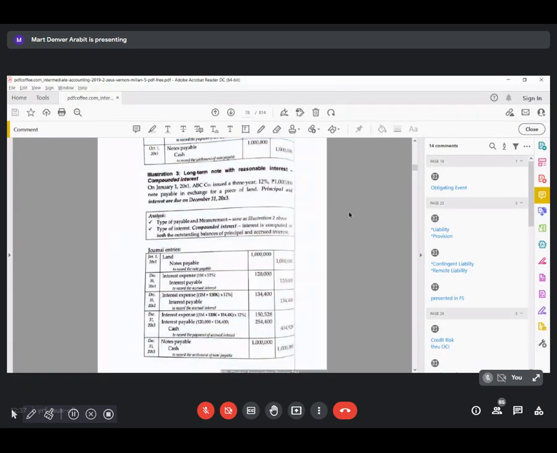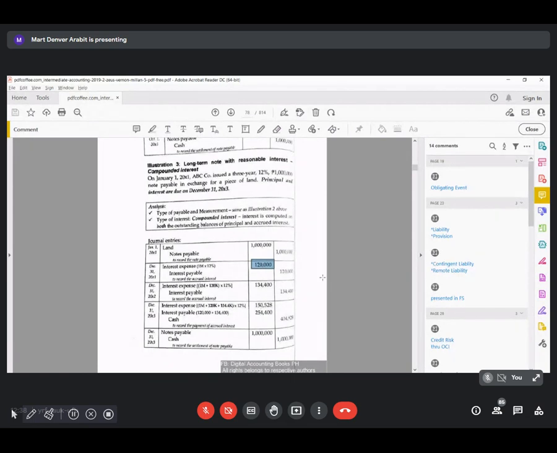Ito muna problem pala, sorry. So, note is issued on January 1, 2021, a 3-year note, 12%, 1 million note payable in exchange for a piece of land. Principal and interest are due on December 31, 2023. So meaning for 3 years, yung interest na na-incur every year, which is 12% of this 1 million note equal to 120,000 is also earning interest. So paano natin kino-compute yan?